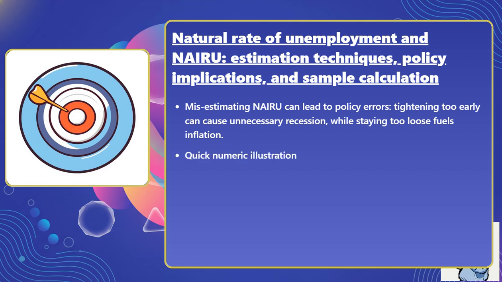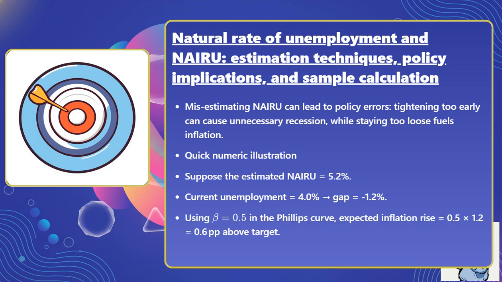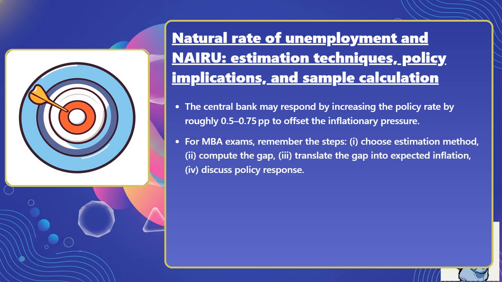Quick numeric illustration. Suppose the estimated NAIRU equals 5.2%. Current unemployment equals 4.0%, so the gap equals negative 1.2%. Using beta equals 0.5 in the Phillips curve, expected inflation rise equals 0.5 times 1.2 equals 0.6 percentage points above target. The central bank may respond by increasing the policy rate by roughly 0.5 to 0.75 percentage points to offset the inflationary pressure. For MBA exams, remember the steps.